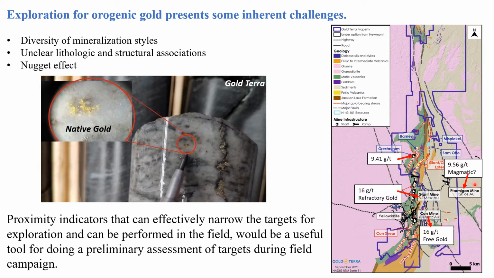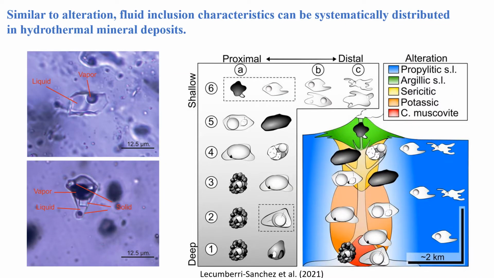Another problem with the exploration in vein type deposits is the nugget effect. Gold in these systems is not distributed homogeneously. This means that if you analyze this part of the sample and miss the gold, the ore will be undervalued. For this reason, a proximity indicator for gold that can be performed in the field during the preliminary exploration stage could be very useful. A useful gold exploration strategy is to study alteration.